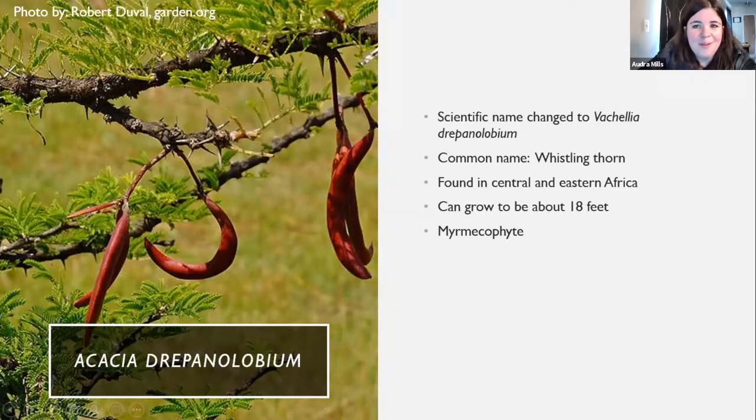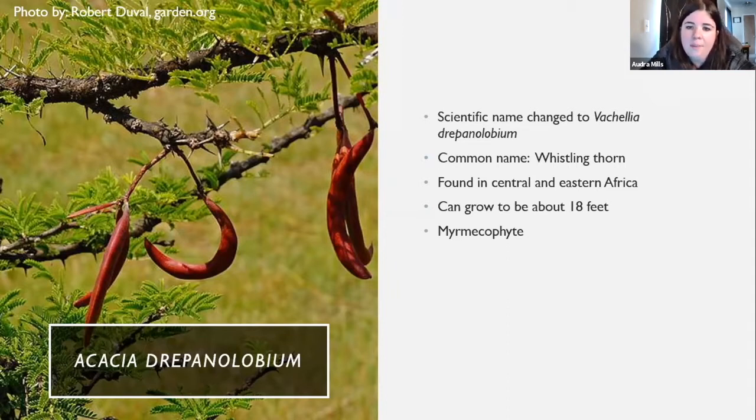The name of the tree was actually changed to Vachellia drepanobium in 2011 when acacia trees were separated into additional genera. Its common name is a whistling thorn due to the sound that is made when the wind goes through the little modified thorns. The tree is found in Central and Eastern Africa and can grow to be about 18 feet.